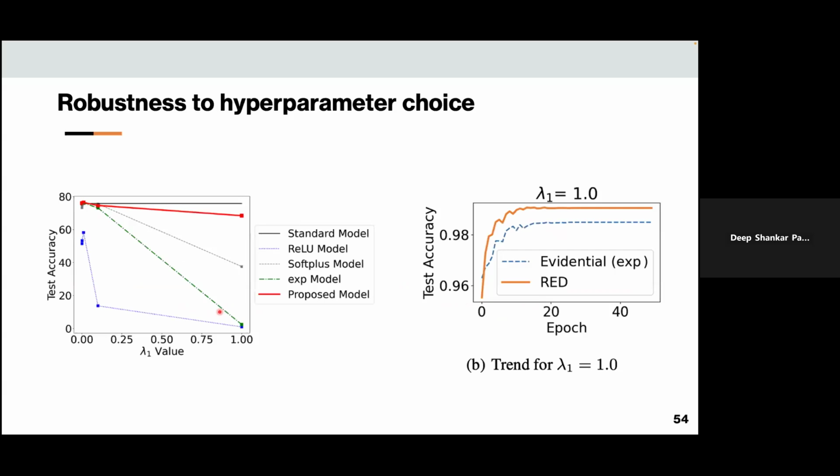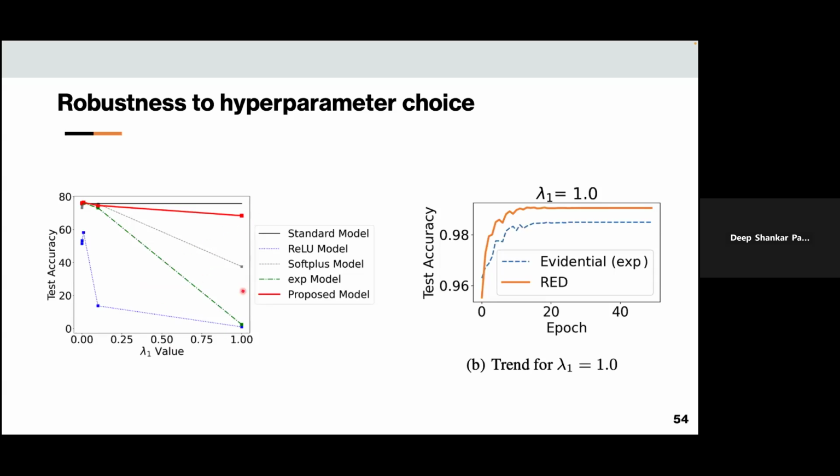Next, the evidential models were quite sensitive to the hyperparameter values, and their performance was quite suboptimal with the choice of the hyperparameters. Our model, highlighted in red, is significantly more robust compared to existing evidential models. So with the hyperparameter choice, the model is not breaking. The same can be seen in the right figure, where the proposed evidential model performs better compared to the baseline evidential model.